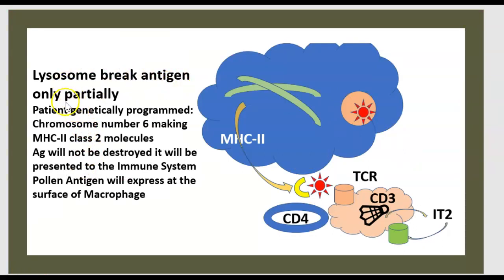Lysozyme break antigen only partially. Patient genetically programmed chromosome number 6, making MHC2 class 2 molecule, and antigen will not be destroyed. It will be presented to the immune system. Pollen antigen will be expressed at the surface of the macrophage.